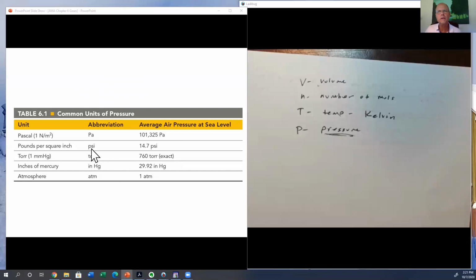So I just want you to be familiar with these units and be able to convert between them, right? Because you're going to have to throughout the course of this chapter. Okay.